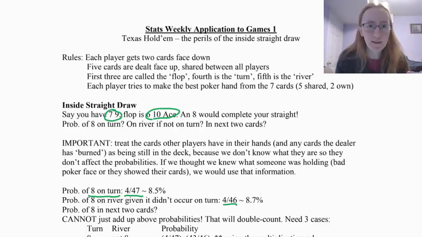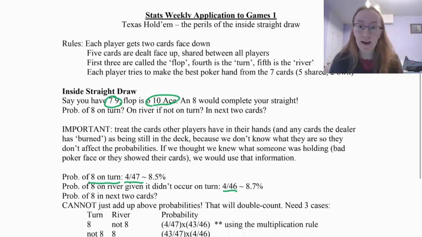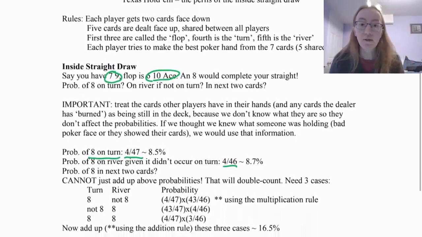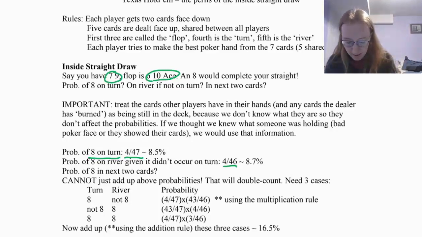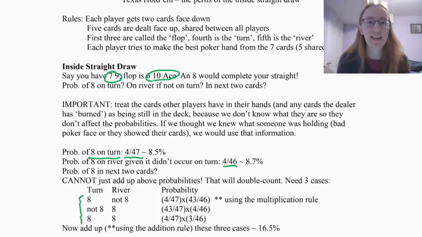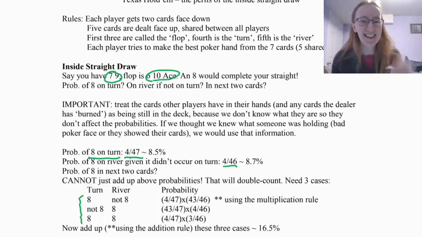So there's a few different ways we could actually calculate it. Here's one way. We could basically just use the addition rule and the multiplication rule and look at this in terms of 3 cases. So there's 3 mutually exclusive, or disjoint, or distinct cases. We could either have an 8 on the turn and not on the river. We could have not an 8 on the turn and an 8 on the river, or we could have an 8 on both. And for each of those, we look at those probabilities.